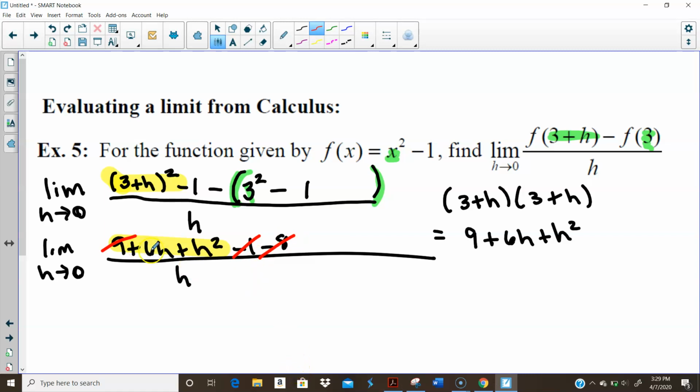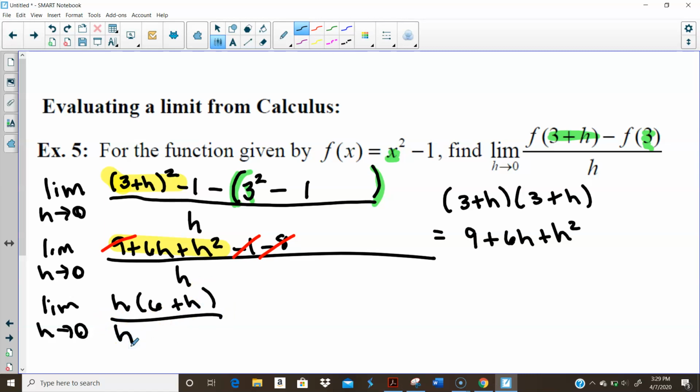And then we can factor an h out of the numerator. So this is the limit. Hold on, I want black pen again. So this is the limit as h approaches 0. And we're going to factor out that h. And that's going to give me 6 plus h over h.